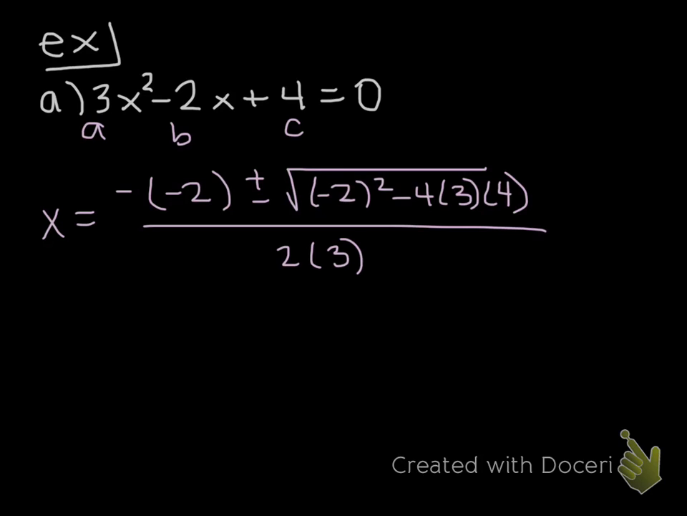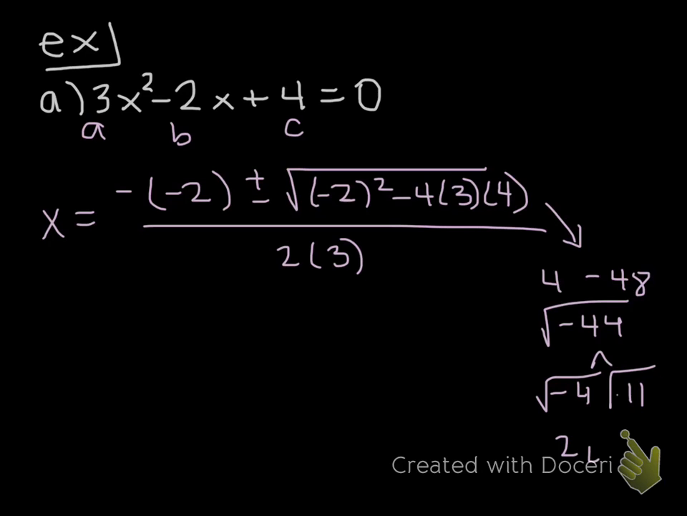And whenever I teach this to students, I always tell them to focus on the part underneath the square root first. So negative 2 squared will be 4. Then I have 4 times 3 times 4, which will be minus 48, which will be a negative 44. And it's underneath the square root, so I can say this will be negative 4 and 11. So this part will break down to be 2i root 11. And now that I know that part, I'm going to bring it back into the problem.